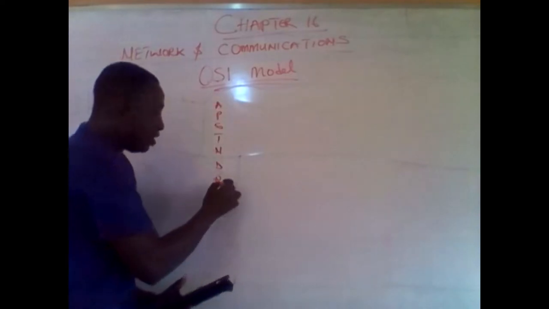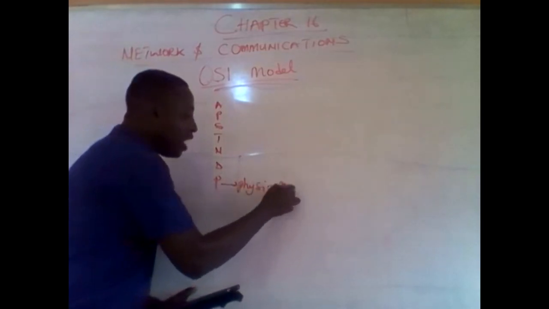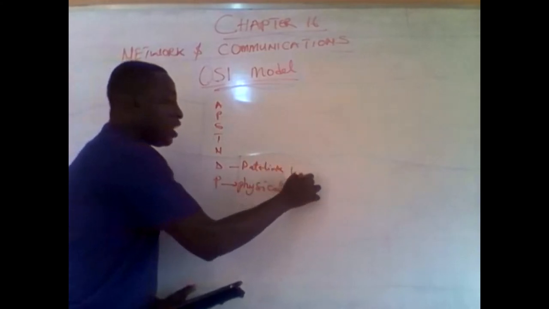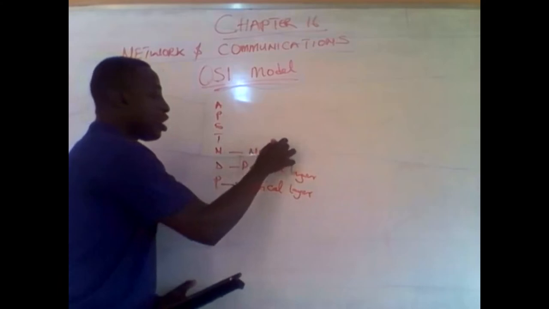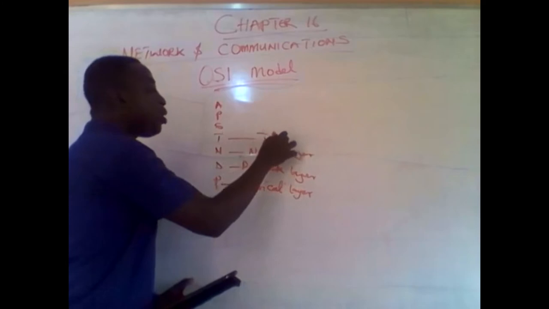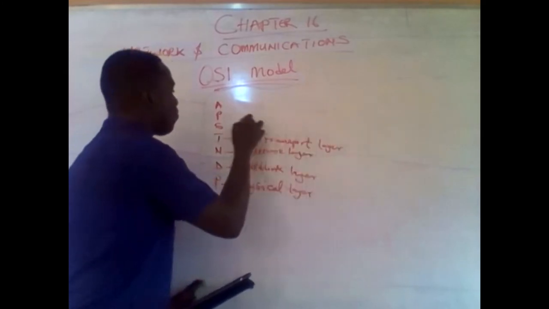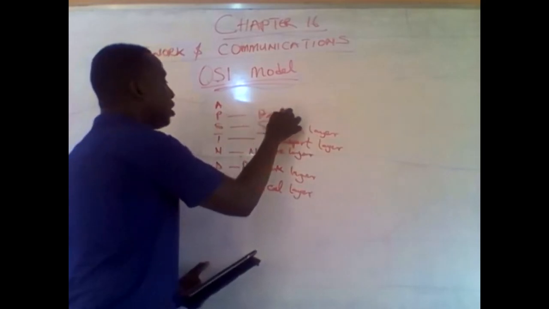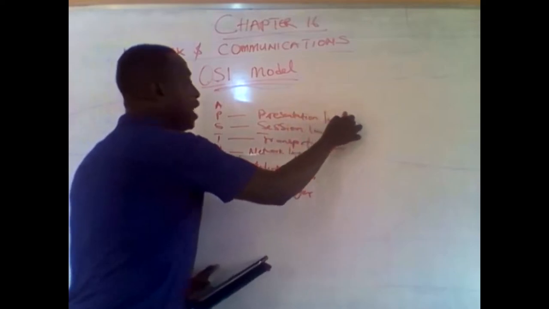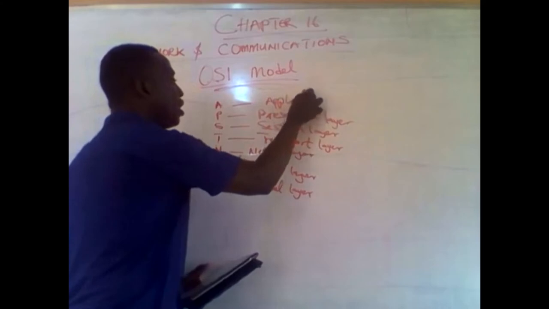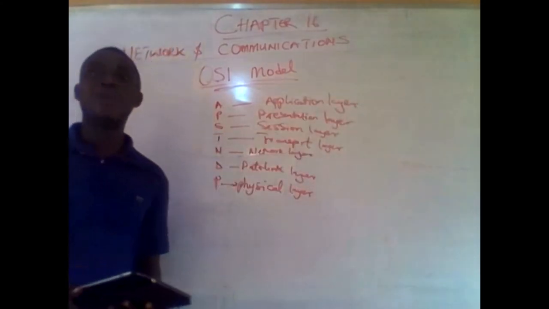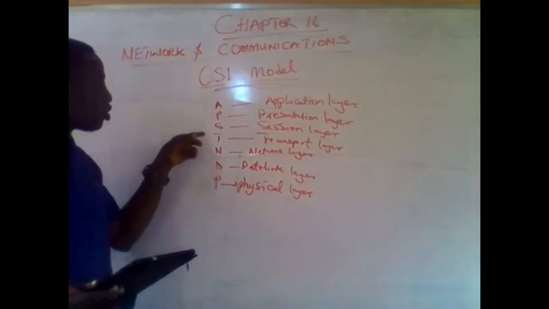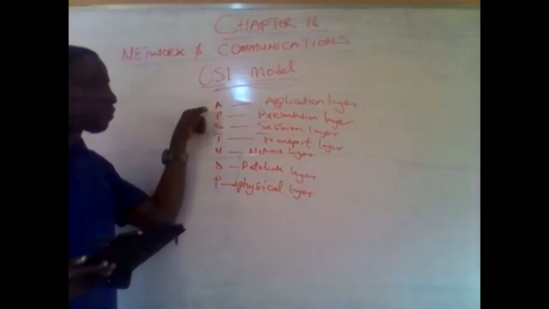Now, let me name it. This one stands for what? Physical layer. This one stands for data link. Data link layer. This stands for network layer. This is transport layer. This is session layer. This is presentation layer. And this is application layer. You can see, it makes it so easy for me to just list them. So just remember, please do not throw sausage pizza away.